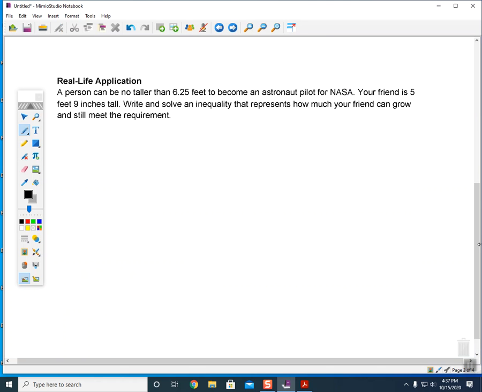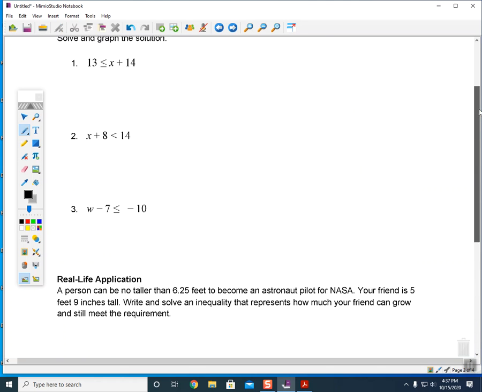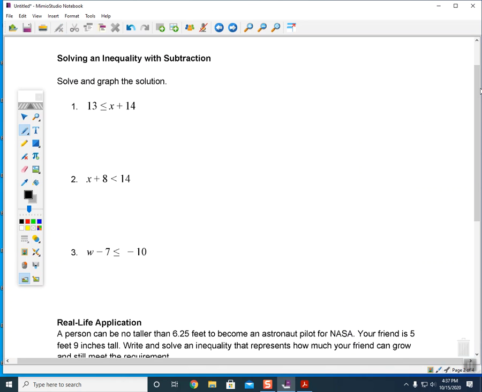Okay, so we have the same thing with addition, right? I'm just going to show you one of these, and then I would like you to complete the rest on your own. So I have 13 is less than or equal to x plus 14. I want to get x by itself, right? So I'm going to subtract 14 from both sides so that I can get rid of it. 13 minus 14 is negative 1. So I have negative 1 is less than or equal to x.